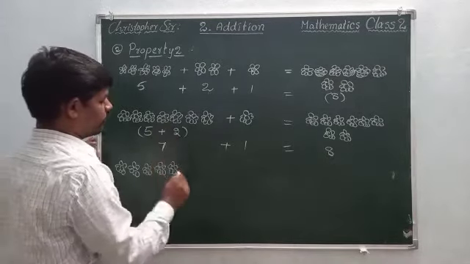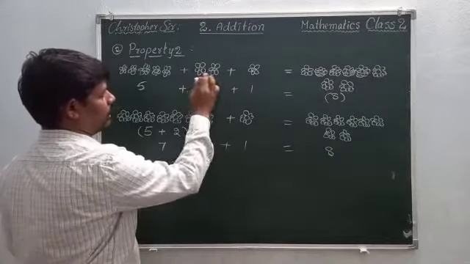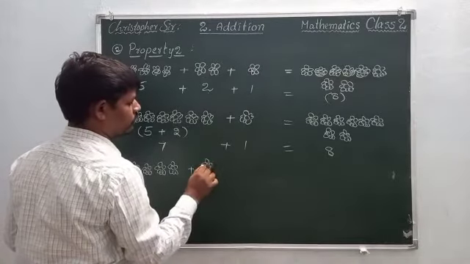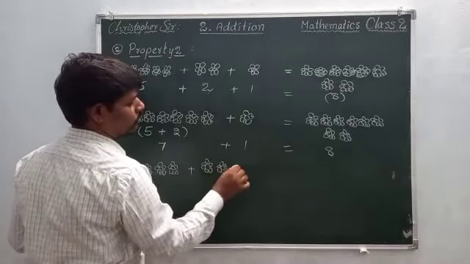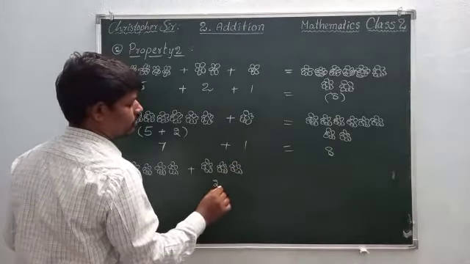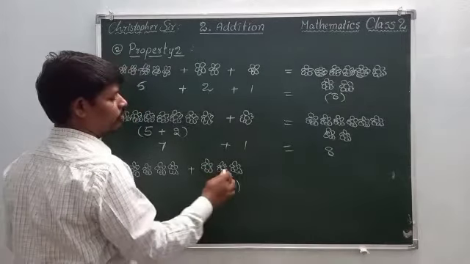5. So keep here this 5, and this 2 we will add. First 1, 2 plus 1, 3. So 3 flowers. 1, 2, the third one also right here. This is 2 plus 1. We are adding. Total how much?